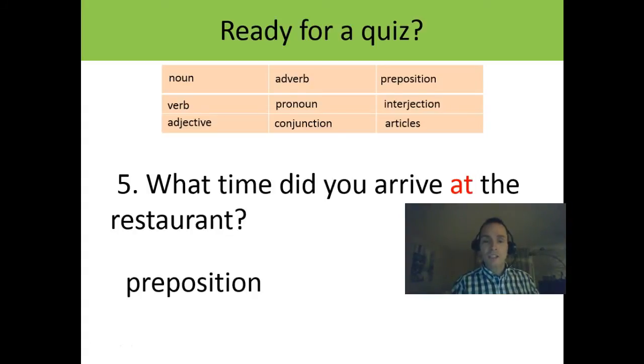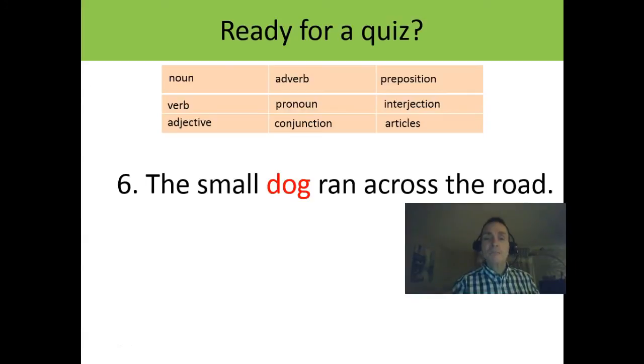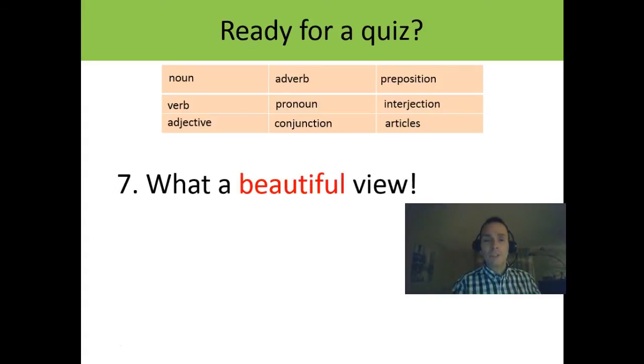Okay, number 6. The small dog ran across the road. Now, a dog is a noun, right? It's an animal, so we would call that a noun. Number 7. What a beautiful view. Now, beautiful is a word that's describing a noun. A view can be a noun, and that is an adjective.